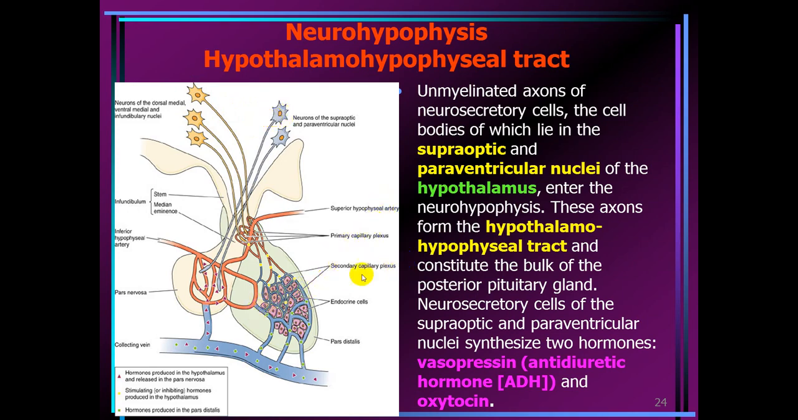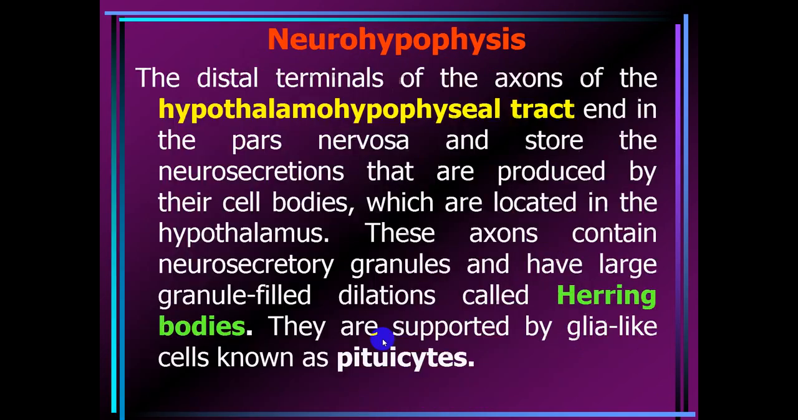These hormones are two: vasopressin, or antidiuretic hormone, ADH in international abbreviation, and oxytocin. These hormones pass by the hypothalamo-hypophyseal tract, you see, and go to the neurohypophysis. Here they finish with a dilation, which gets the name Herring's bodies. You see, Herring's bodies.